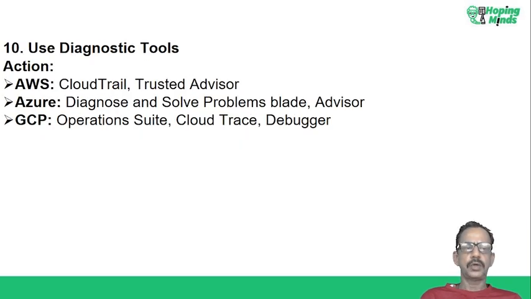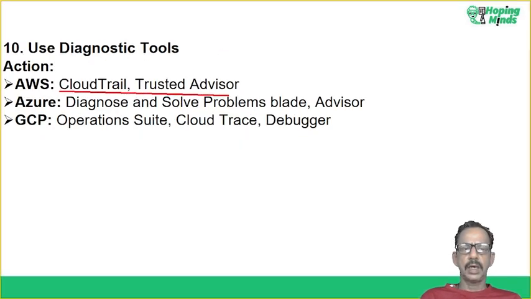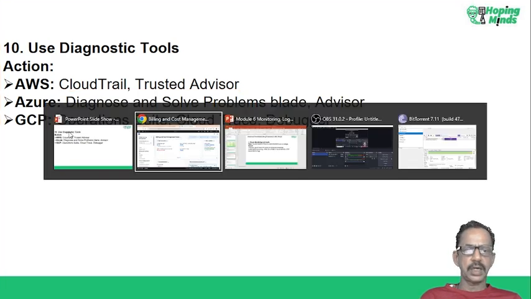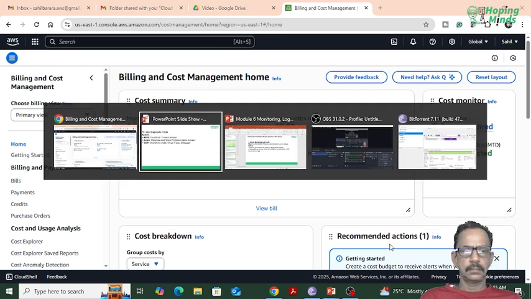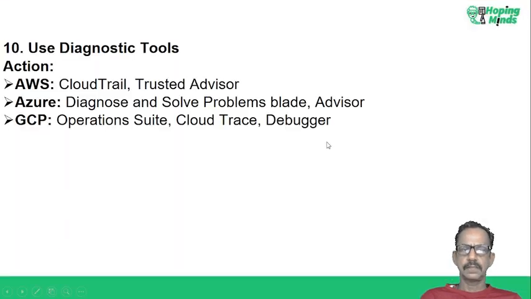What are the best diagnostic tools? CloudTrail and Trusted Advisor. For Azure, it is the Diagnose and Solve Problems blade and Advisor. Similarly for GCP, it's the Operations Suite, Cloud Trace, and Debugger.